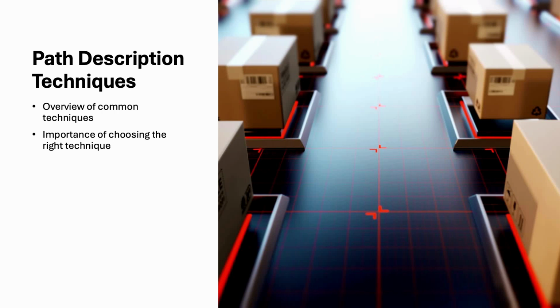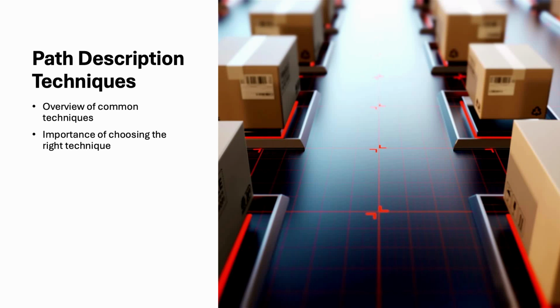Common techniques include waypoint navigation, grid-based methods, graph-based methods, and potential field methods. Each technique has its own set of advantages and is suited to different types of robotic applications, from simple point-to-point movement to complex navigation in dynamic environments. Waypoint navigation is one of the simplest path description techniques, where a series of points in space are defined and the robot moves from one point to the next.